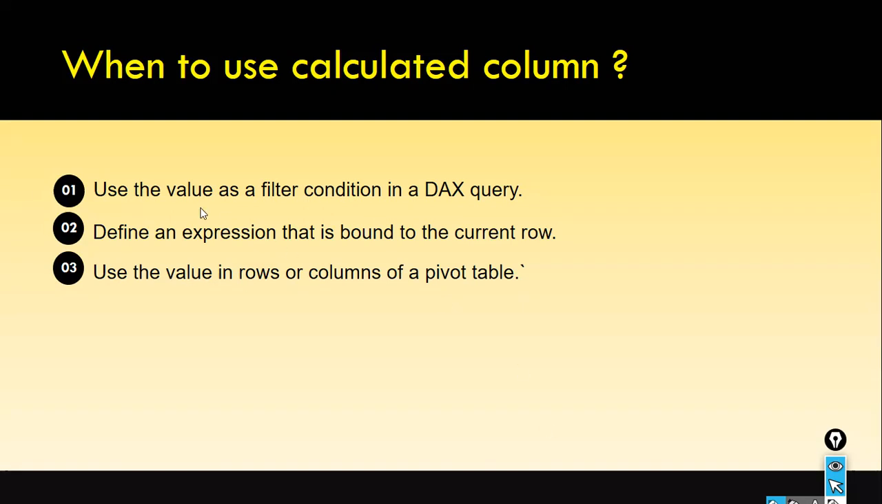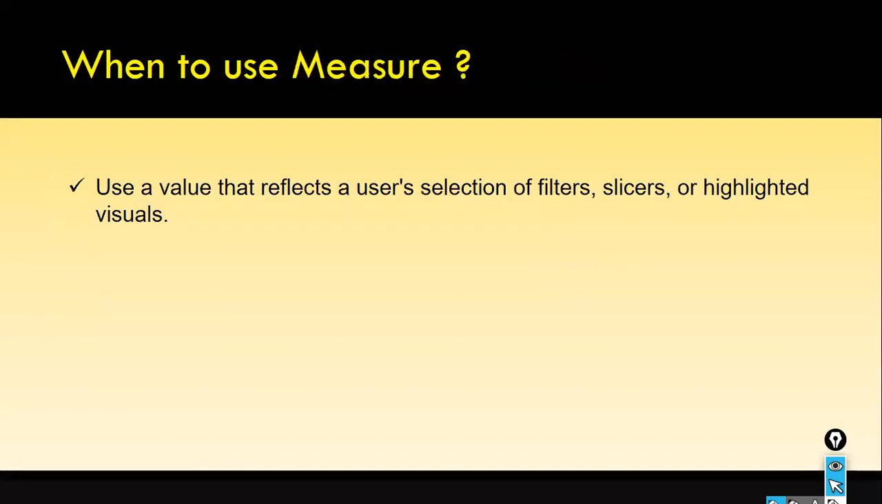So when to use a calculated column: use the value as a filter condition in a DAX query, the filter criterion. If you want to use a column in that kind of situation, you can go for that. Define an expression that is bound to the current row. Use the value in rows or columns of a pivot table, here it is matrix. And use the value in a slicer. In this slicer, you want to use the column as a value. In that case, you need to use that one.